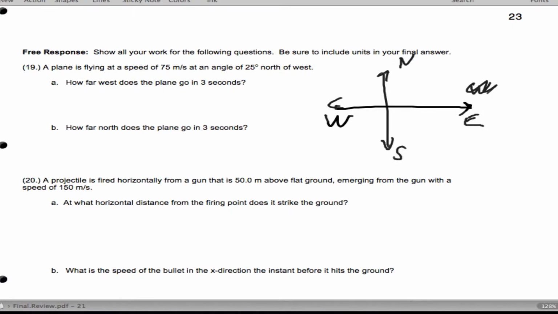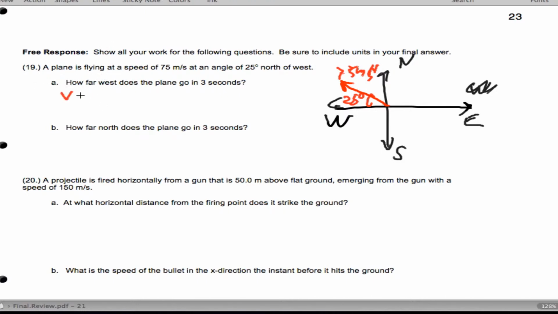Now we have a plane traveling at 75 meters per second, at an angle 25 north of west, so like this. And the angle's 25 degrees, and that's 75 meters per second. So this is actually a two-part problem that's harder than what you'd see on your exam. How far west does the plane go in 3 seconds?